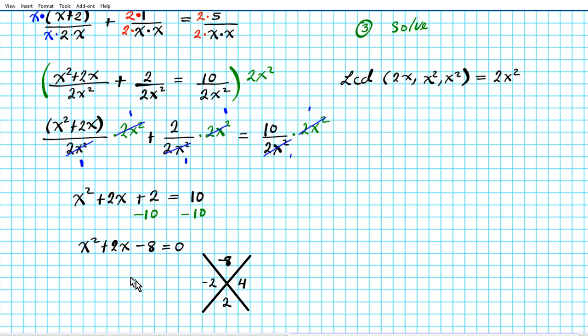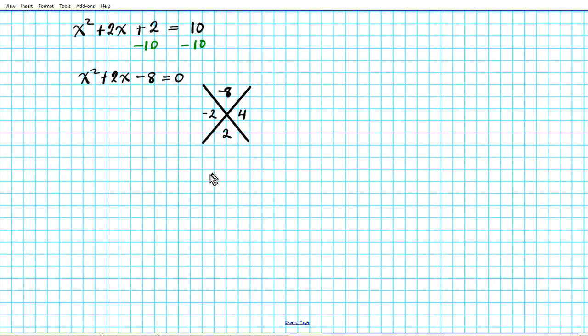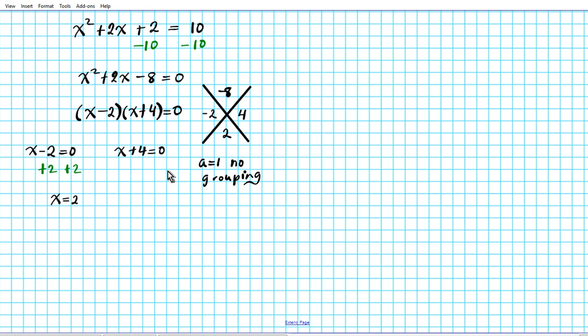Okay, so in this situation, our leading coefficient A is equal to 1, so there is no need to factor by grouping. Okay, we can just skip this grouping component and just jump right to the factored state. x minus 2 times x plus 4 equals 0. Now using the zero product property, we're going to set both factors equal to 0, and then we're going to solve. Okay, so in the first case you add 2 to both sides, that yields x equals 2, and then in the second case you're going to subtract 4 from both sides, and that gives you x equals negative 4.